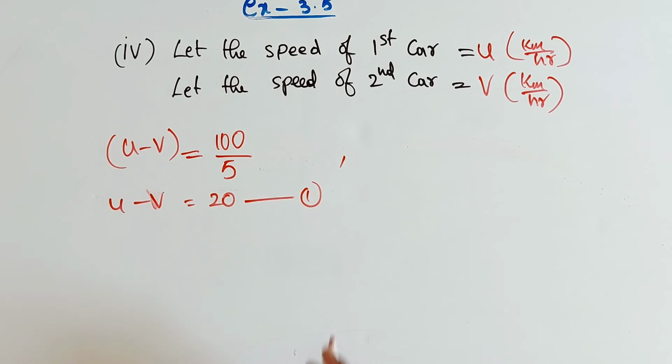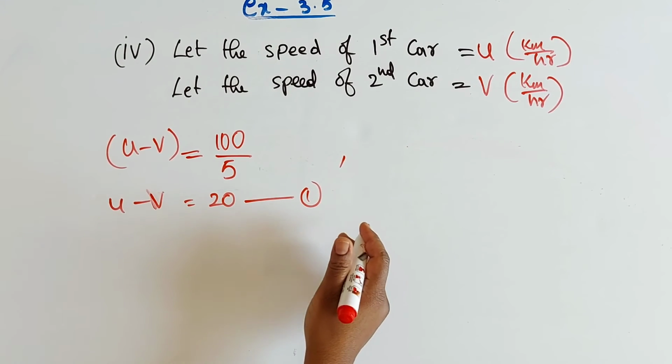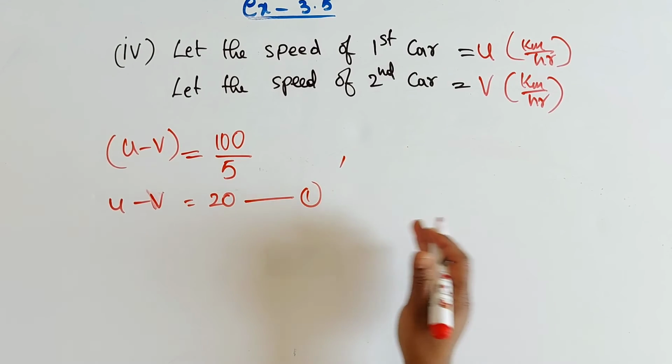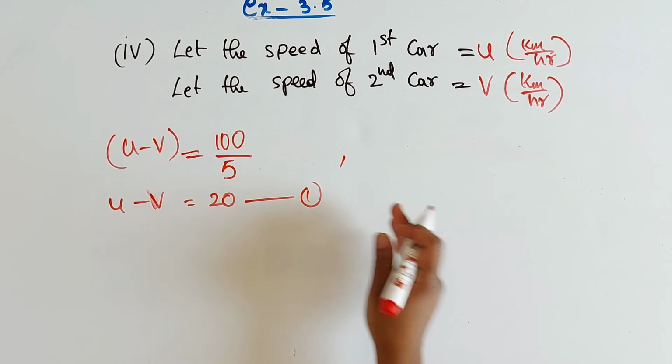Now what is the second statement, children? If they travel towards each other, they meet in 1 hour. That means with the same speeds.